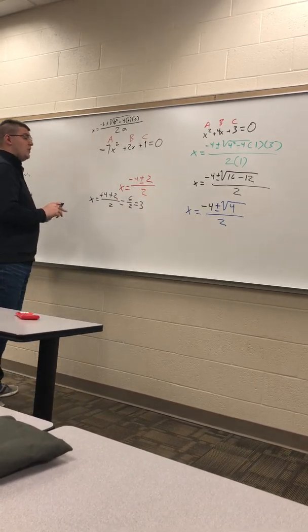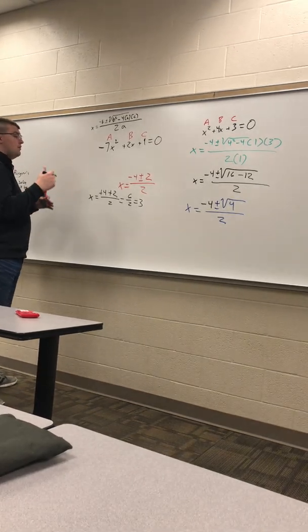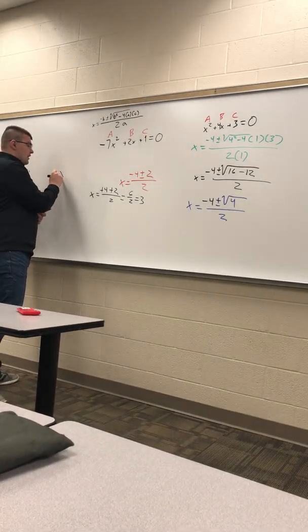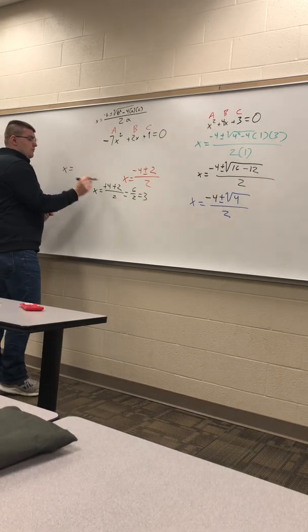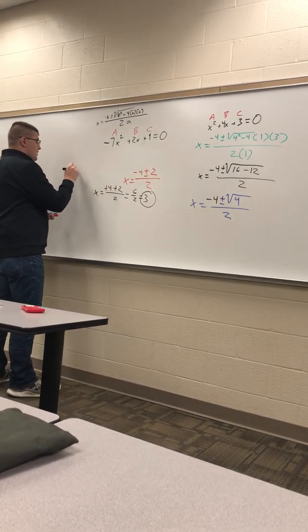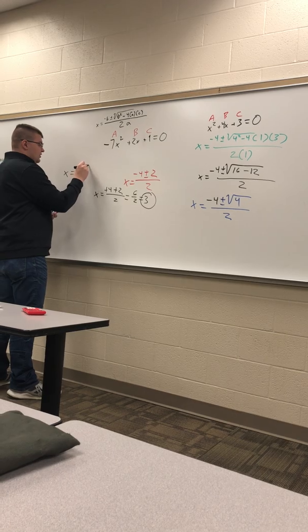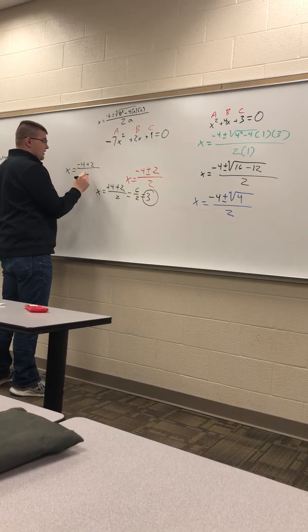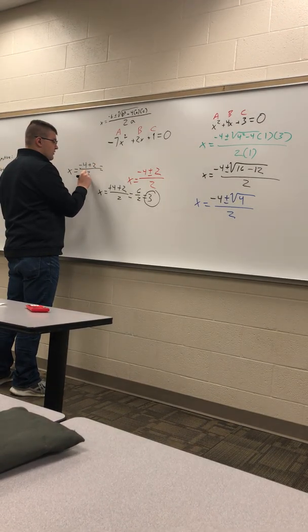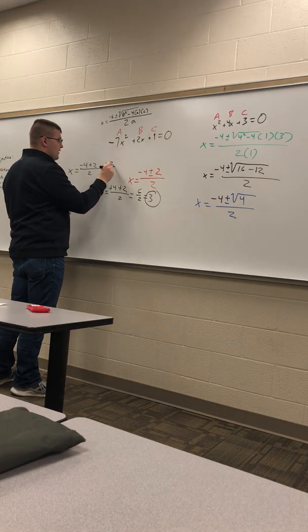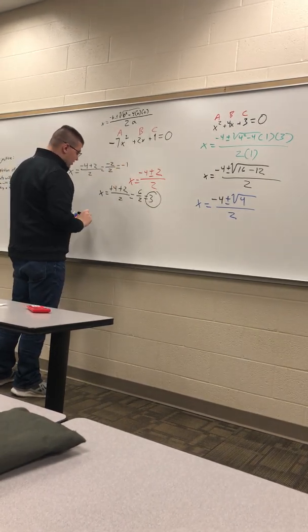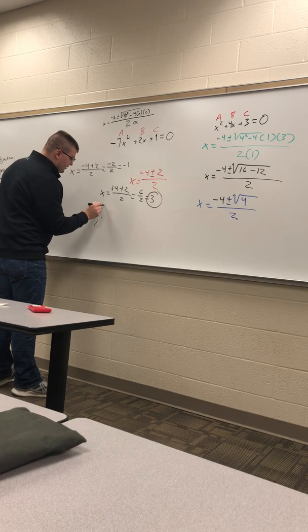Okay? So then we're going to do adding. So it'll be x equals negative 4 plus 2 equals negative 2. So it'll be negative 2 divided by 2 equals negative 1. So our answers are negative 3 and negative 1.